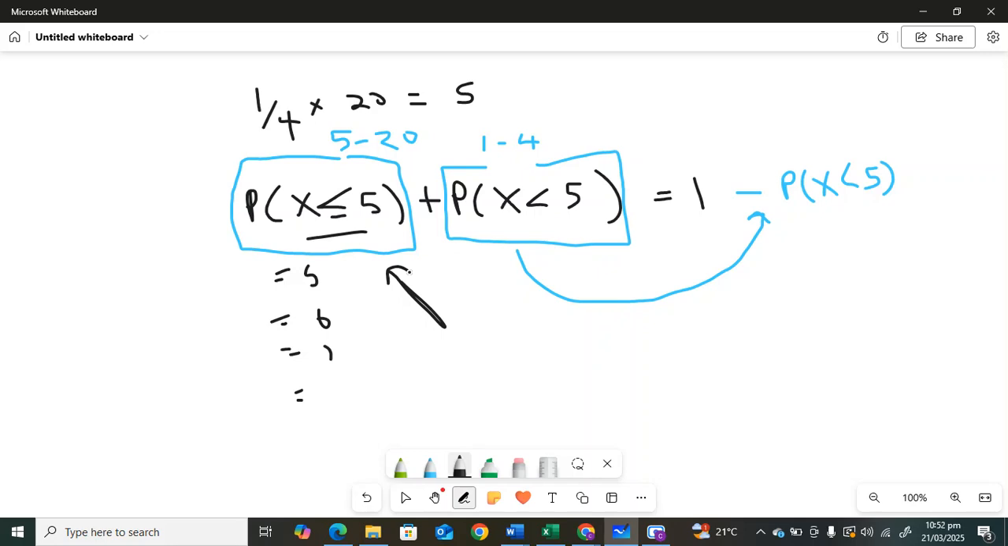We find the probability that less than 5 students prefer working in the banking industry. Once we find those probabilities, we subtract them from 1. And when we subtract them from 1, it will give us the probability that at least 5 students prefer working in the banking industry. Any questions?